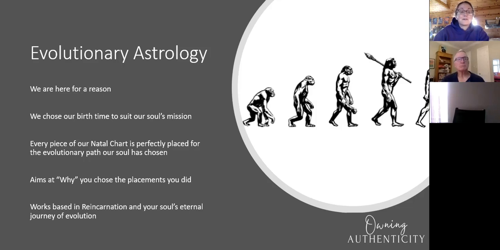This is probably my favorite one because this is such an antidote to a lot of things that you hear out there about bad placements or hard placements, or the hardest placement in a natal chart. Like there's horror stories about how unfortunate you are with certain placements. And in evolutionary astrology, it assumes that every single piece of your natal chart is perfect for the evolutionary path that you intended to walk.